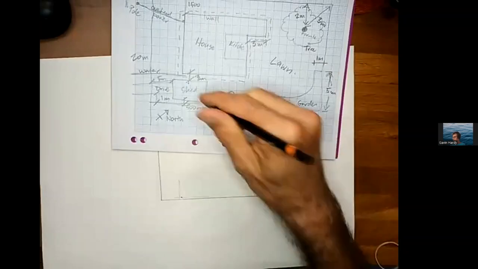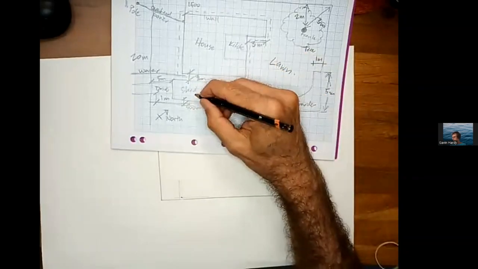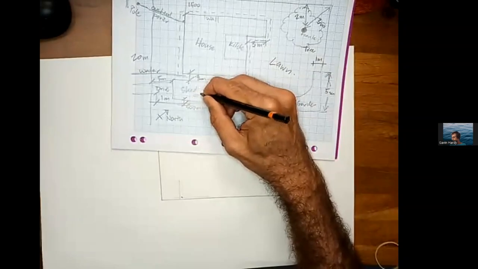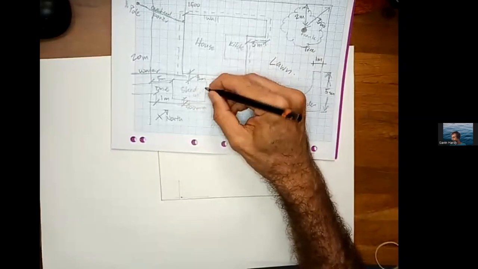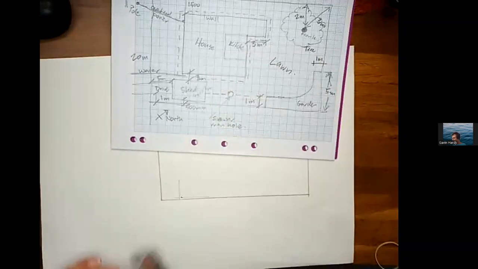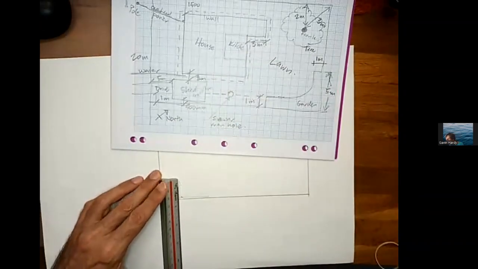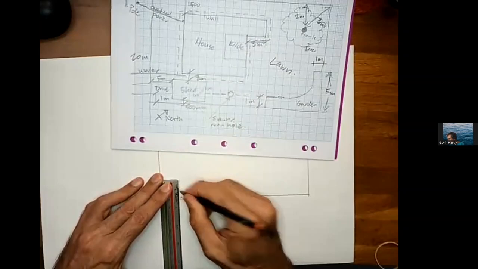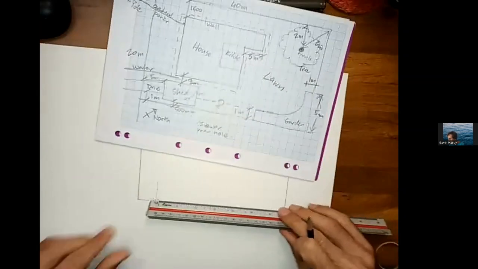And say my shed is, I don't know, 4 meters by 3 meters. Okay. So I would then measure 3 meters by 4 meters.